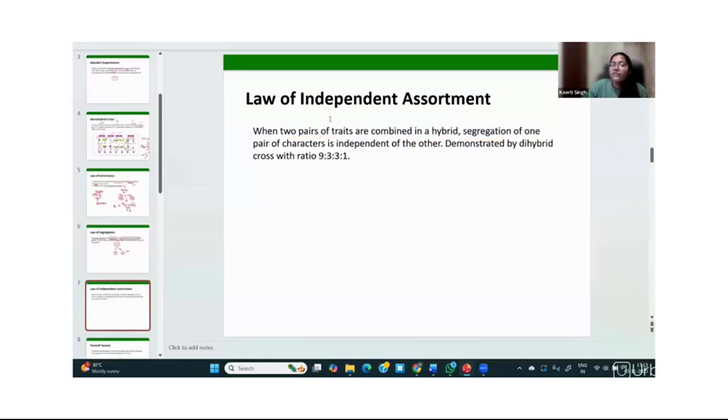And third law was law of independent assortment. Independent means it is not dependent on one another. So when two pairs of traits are combined in a hybrid, the segregation of one pair of characters is independent of the other, right?